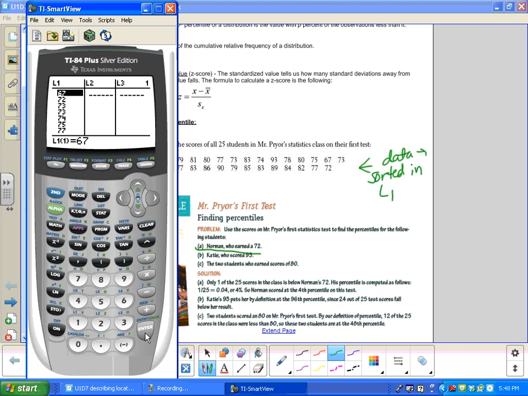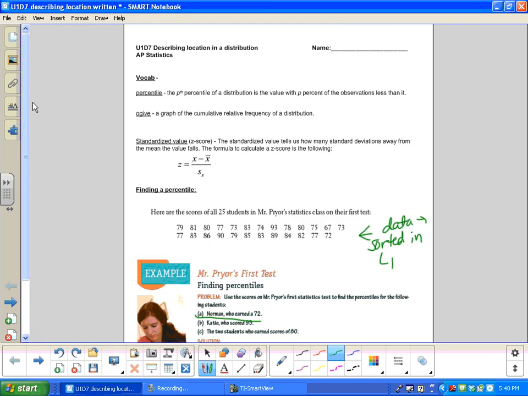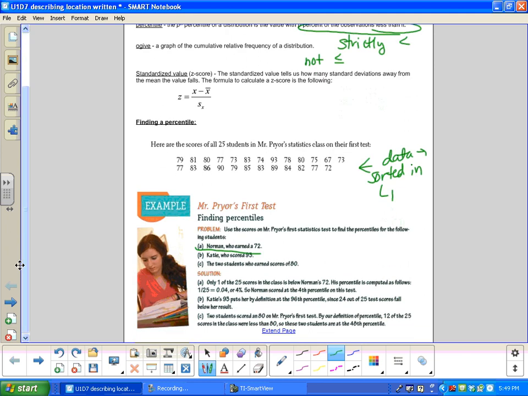Now if you look up here at the definition of percentile, it says the percent of observations less than P, whatever your value is. This is strictly less than, which means it's not less than or equal to. So we're not going to include the 72. We're just going to do everything less than 72, which is only one thing. So the percentile is just going to be 1 over 25, which is 0.04 or 4%.